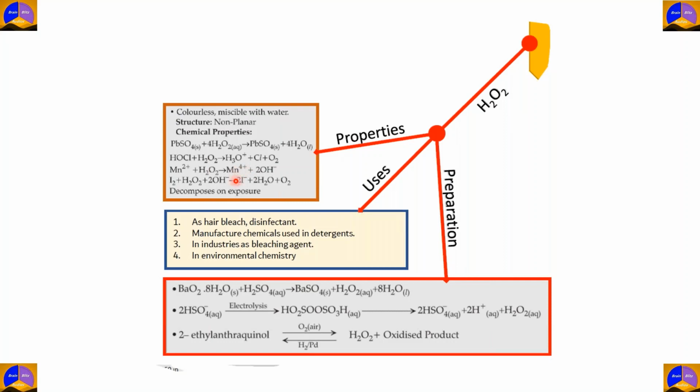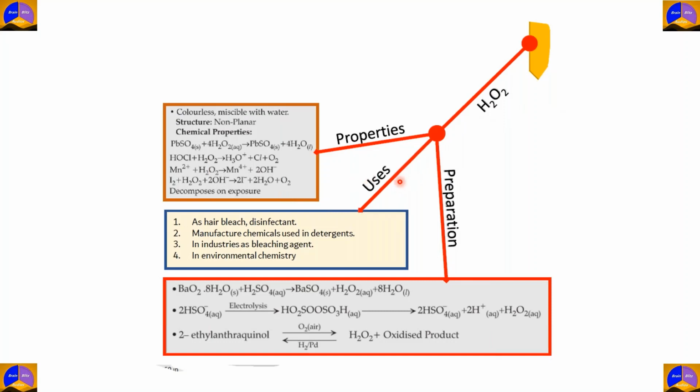Another interesting thing about H2O2 is that it decomposes on exposure to sunlight. So therefore, H2O2 is stored in wax-lined containers in dark places. And in order to stabilize H2O2, sometimes urea is used as well.